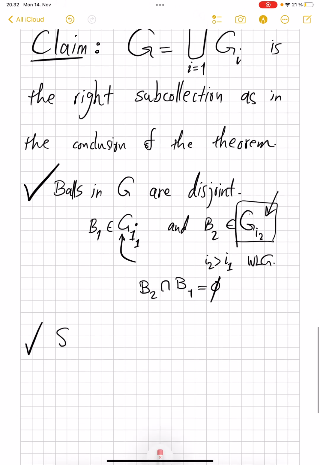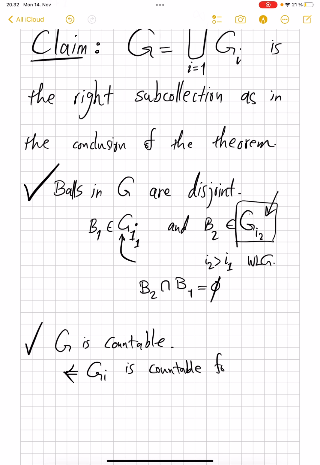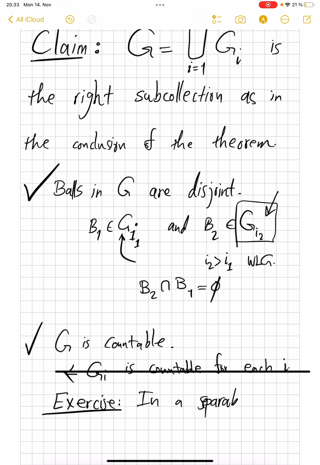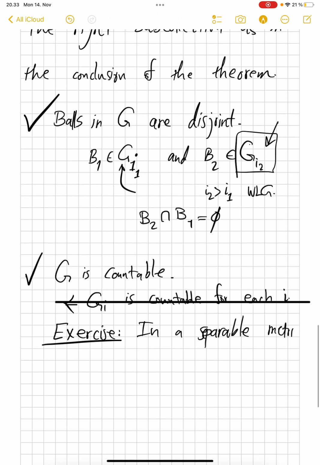Another property is that G is countable. This will of course follow if we say that G_i is countable for each i. But actually I don't need that even. The reason being, and I leave this as an exercise, in a separable metric space, and that's the only place where separability is used. Indeed, if you drop countable from the assumptions and drop the requirement for countability from the conclusion of the theorem, you again have a theorem with the same proof.